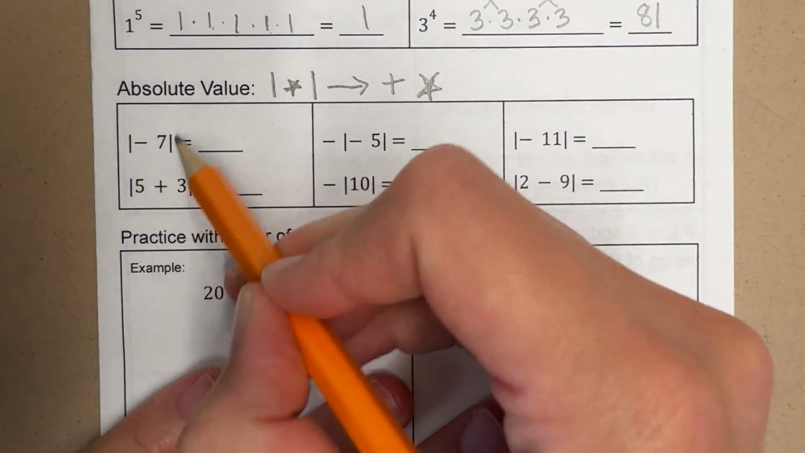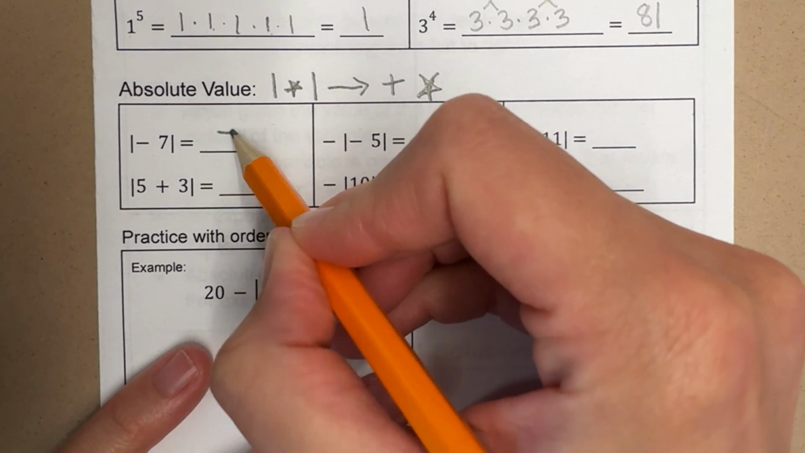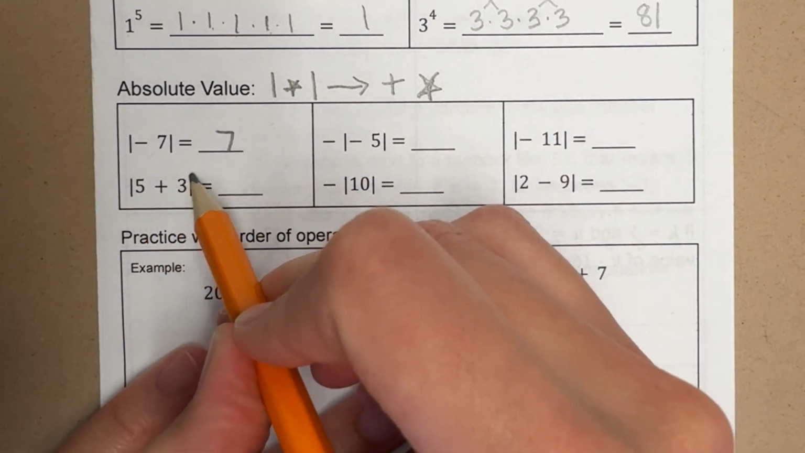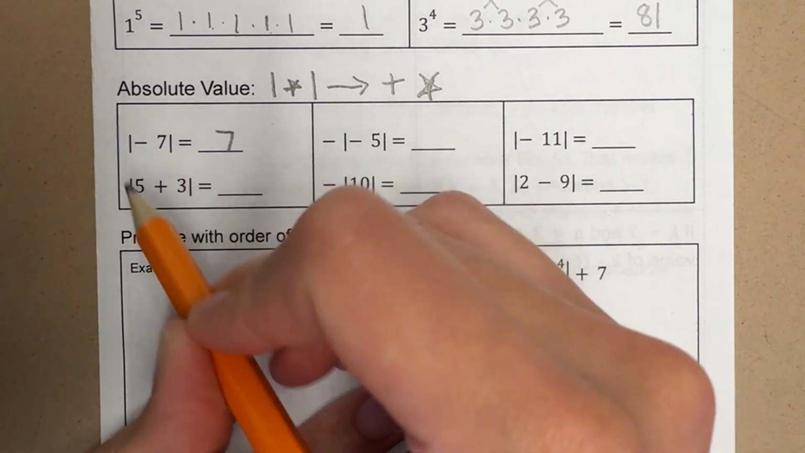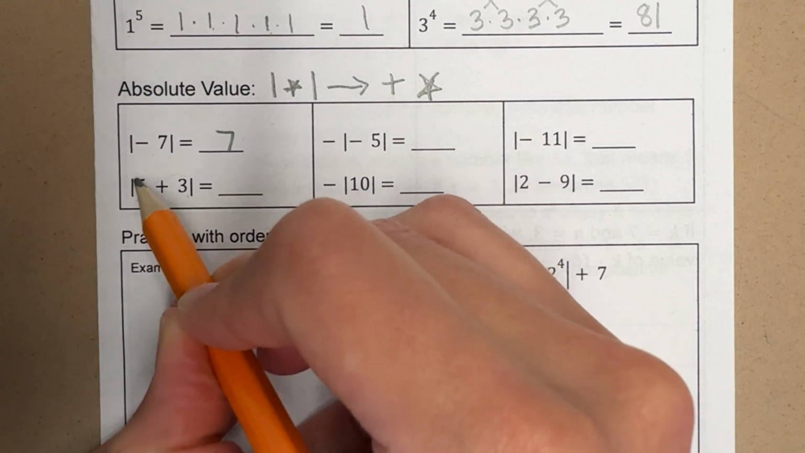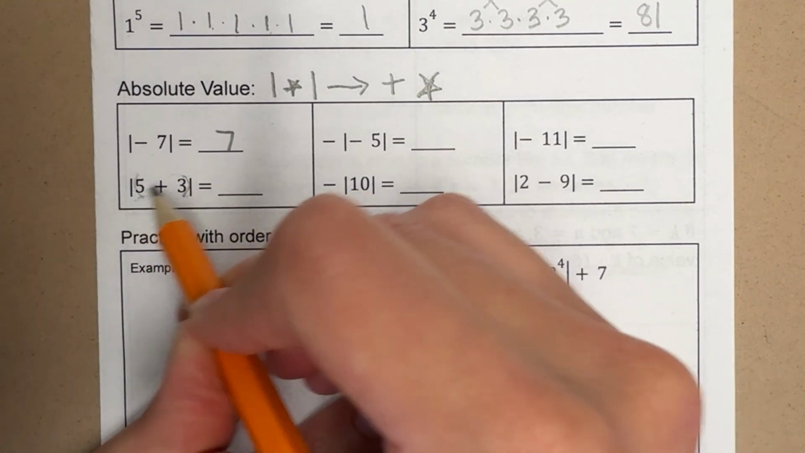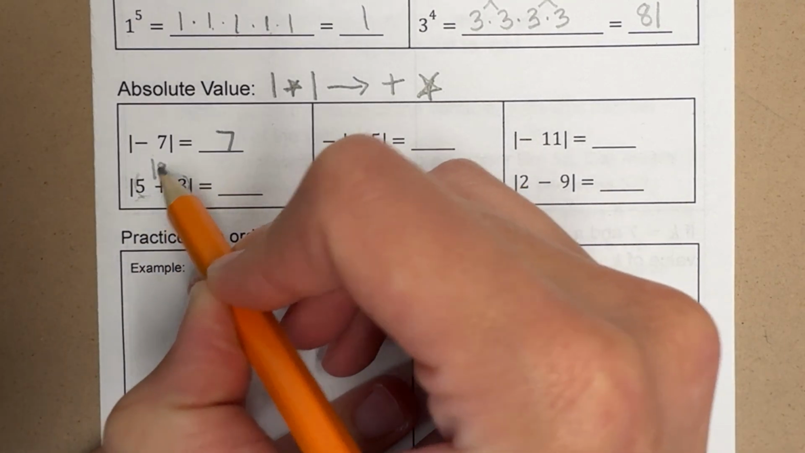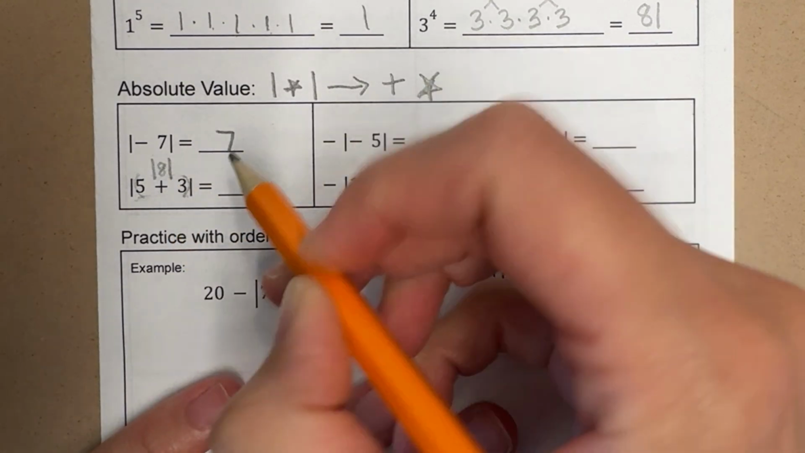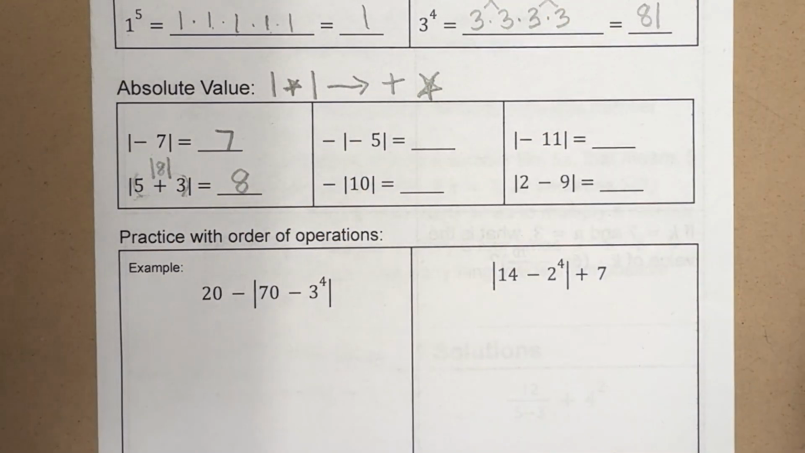So if I have the absolute value of -7, it becomes +7. In this case, look, it also acts as parentheses. So like this is parentheses, like you could almost picture it like this. So 5 plus 3 is 8. So this is the same as absolute value of 8. 8 is already positive, so this would just stay positive.